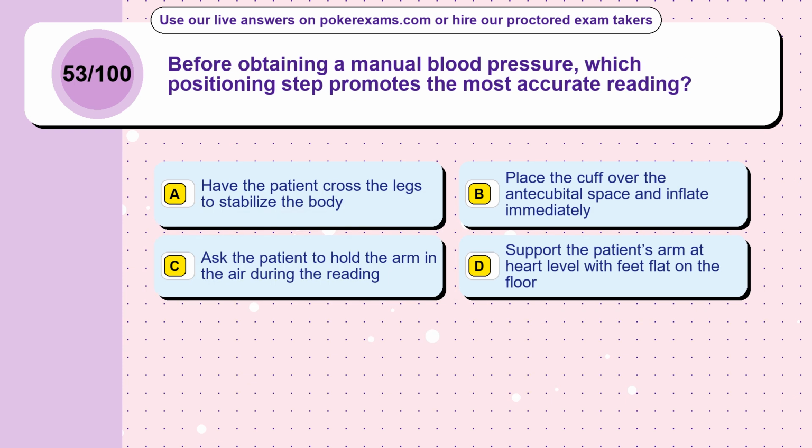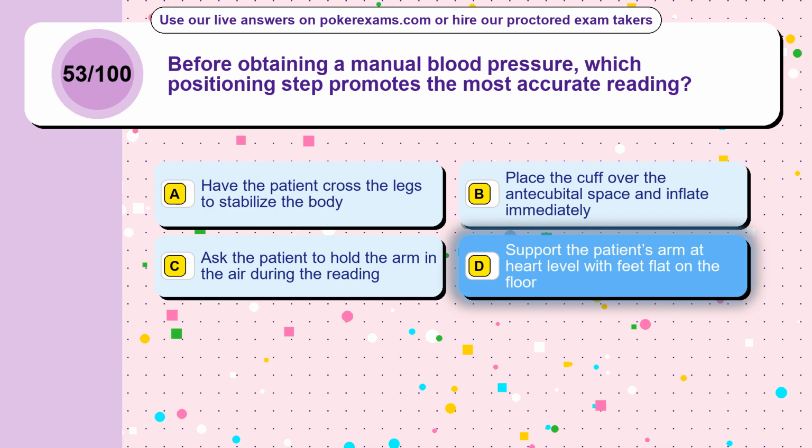Question 53. Before obtaining a manual blood pressure, which positioning step promotes the most accurate reading? Option A. Have the patient cross the legs to stabilize the body. Option B. Place the cuff over the antecubital space and inflate immediately. Option C. Ask the patient to hold the arm in the air during the reading. Option D. Support the patient's arm at heart level with feet flat on the floor.